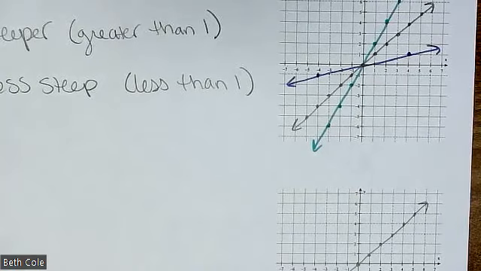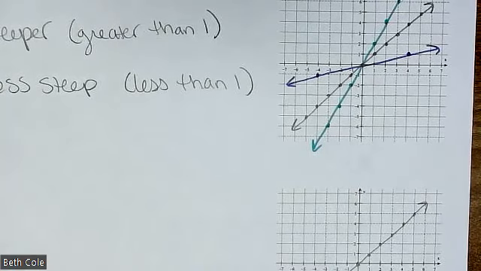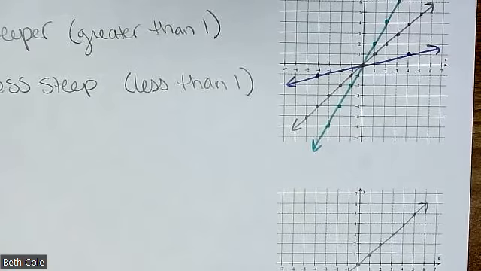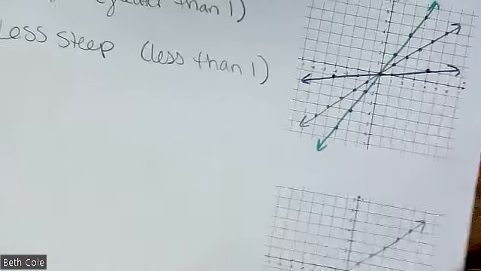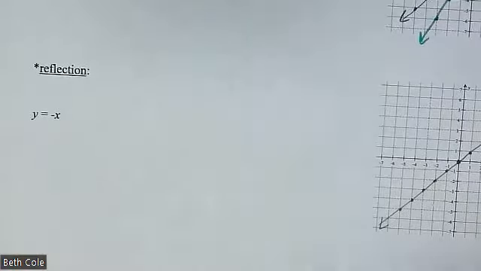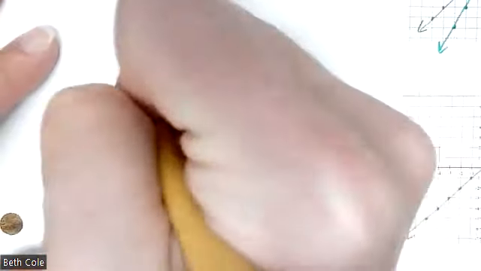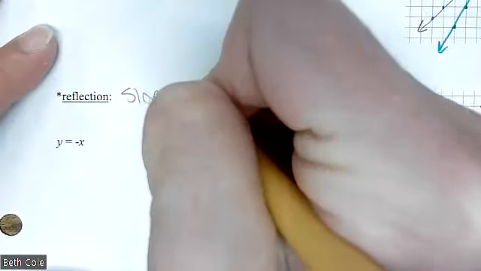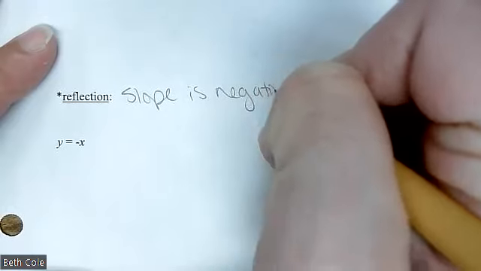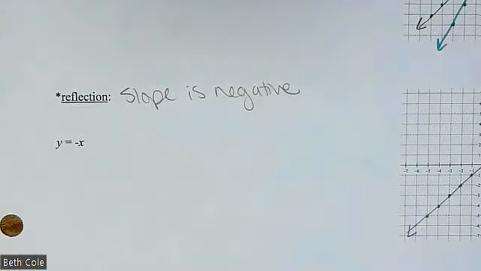All right, so we did vertical shift that moves it up or down. We did changing the steepness that affects the slope. And then the other thing that you can do is a reflection. And so your slope is negative. So you're going to have a negative out front and it's going to just make it go the other way.